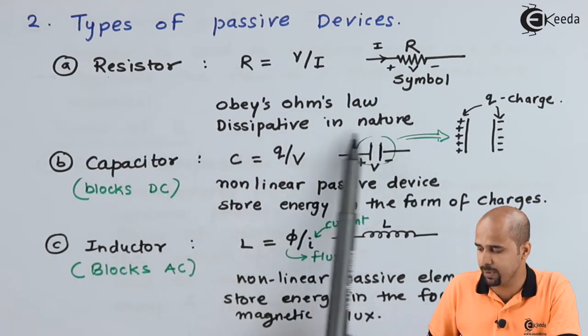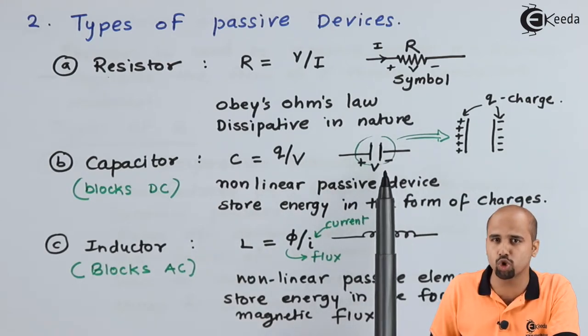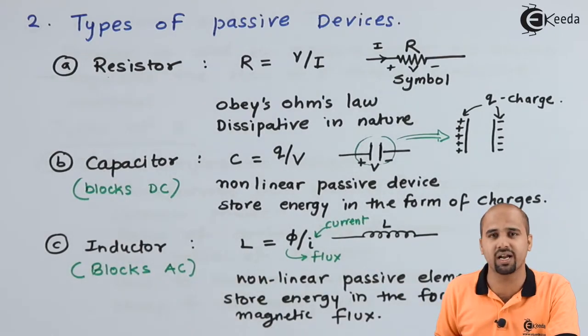This is dissipative in nature. That means the power gets dissipated. It is not used to store the amount of energy. This is how we have learned about resistors.